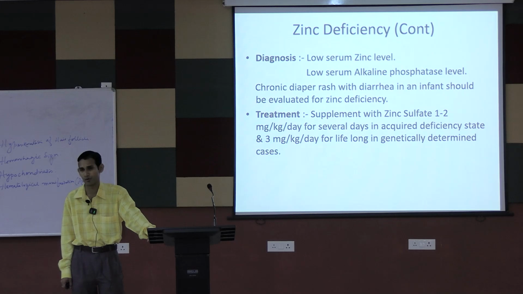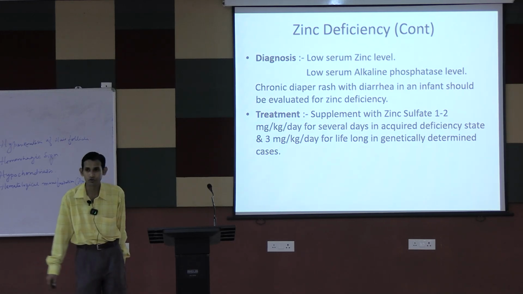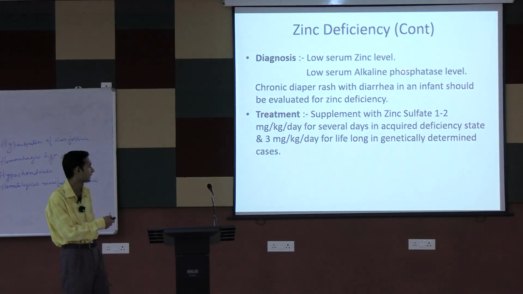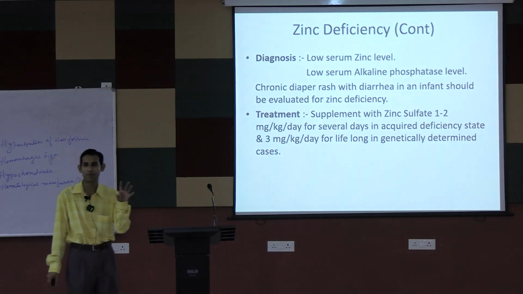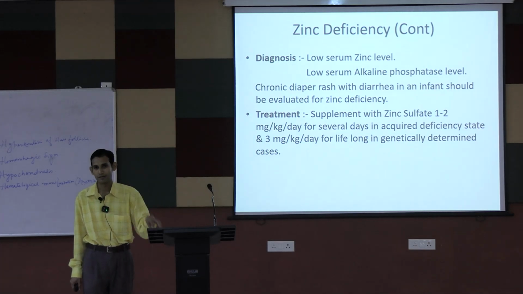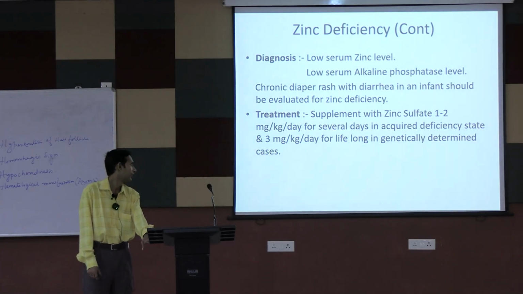Sometimes the zinc level may be normal, but first you will get a low serum alkaline phosphatase level. The most important thing to remember is that small children coming with chronic diaper rash with diarrhea should be evaluated for zinc deficiency. If you get chronic diaper rash, particularly with diarrhea, you must always think of zinc deficiency.